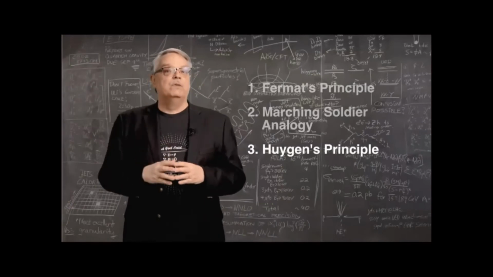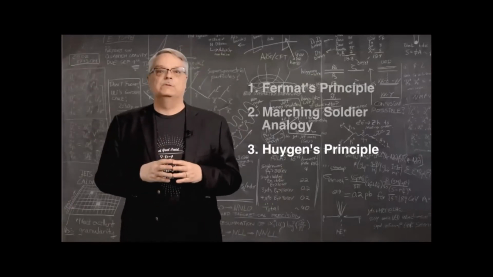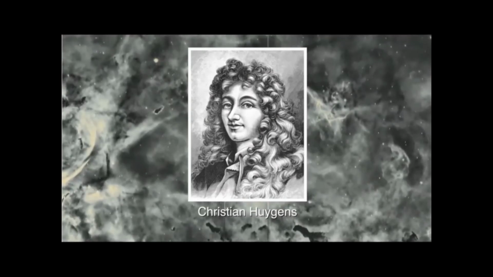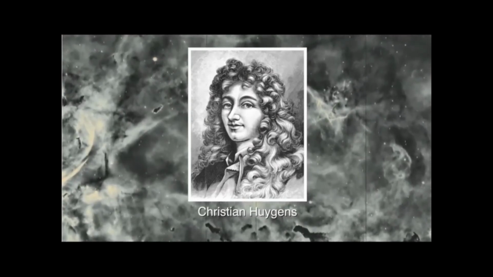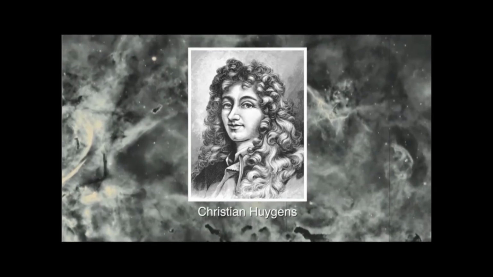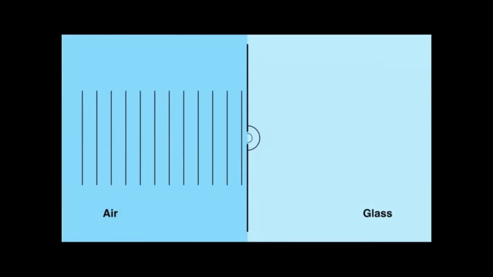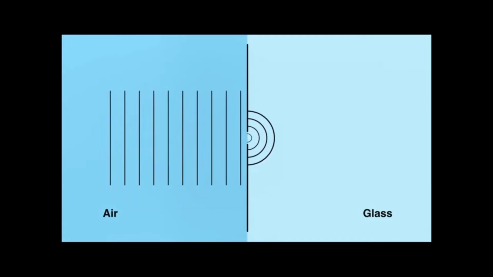Okay, so far we have a non-explanation and a wrong explanation. What about Huygens principle? Huygens principle, named after Dutch physicist Christian Huygens, depends crucially on the wave nature of light. We know that when a wave encounters a small gap, the wave passes through the gap and spreads out. This principle is called diffraction, and it's universal to all waves.